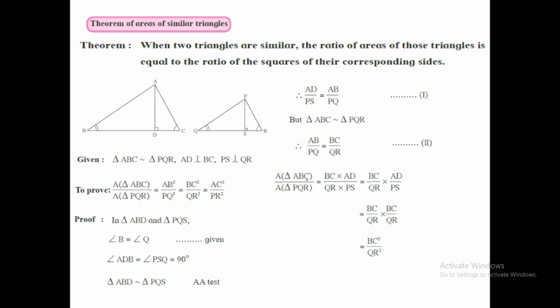Now this is area of triangle ABC divided by area of triangle PQR is equal to BC square by QR square. As we have proved this theorem for one corresponding side of the triangles, in the same way we can prove it for the remaining two also, and hence we get the result: area of triangle ABC divided by area of triangle PQR is equal to AB square by PQ square is equal to BC square by QR square is equal to AC square by PR square. So this is the theorem of areas of similar triangles.